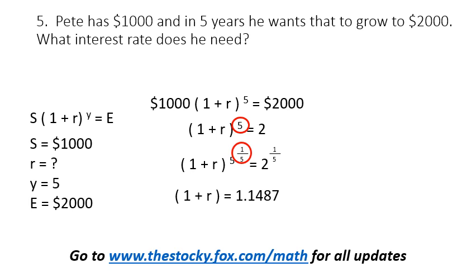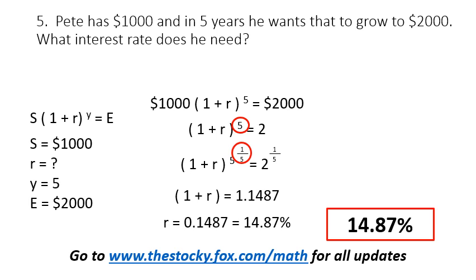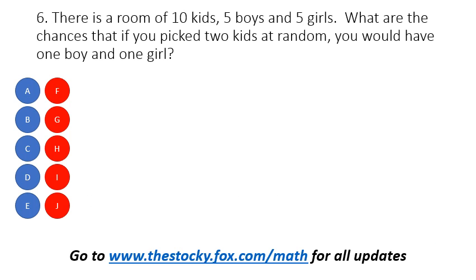Well, you can do that on your calculator. 2 raised to the 1 over 5, put that in your calculator, and that's 1.1487. And then you can just subtract 1 from both sides, and you get r, which equals 0.1487 or 14.87%, and that's your answer. Good job. All right, here's the last one.